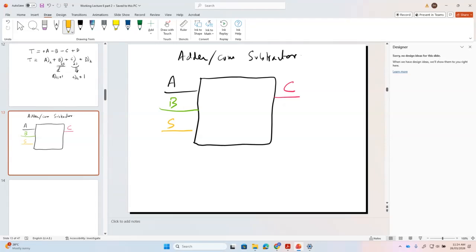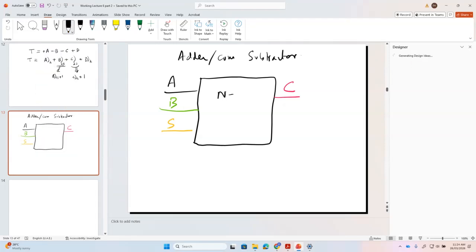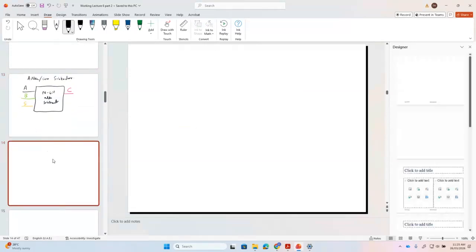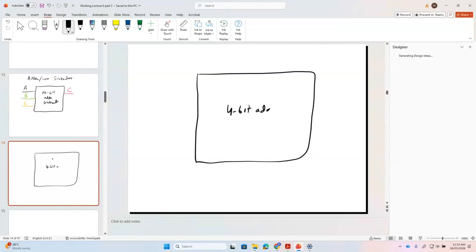Now we want to design an n-bit adder cum subtractor. And let's just take an example. So let's assume we have a 4-bit adder cum subtractor. Now we want to design a 4-bit adder cum subtractor. This is the block diagram.